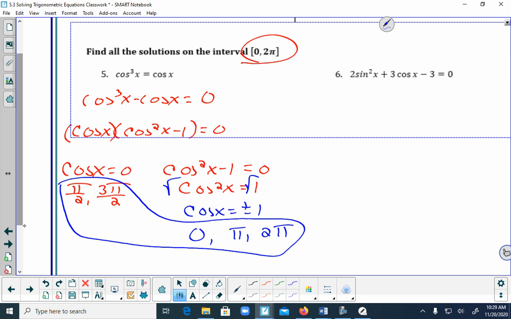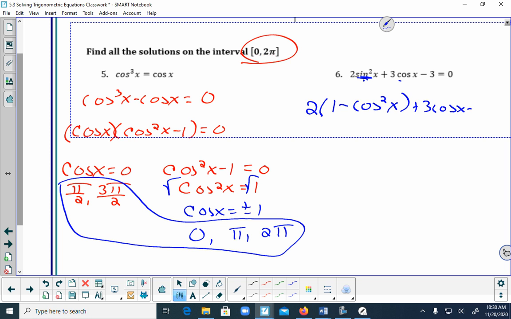Number 6 is kind of a tricky one because I notice I have 2 different trig functions. Well, that's not going to work. I can't factor with 2 different trig functions. But I do have a way of rewriting sine squared in terms of cosine squared. So I'm going to rewrite sine squared as 1 minus cosine squared using the Pythagorean identity.